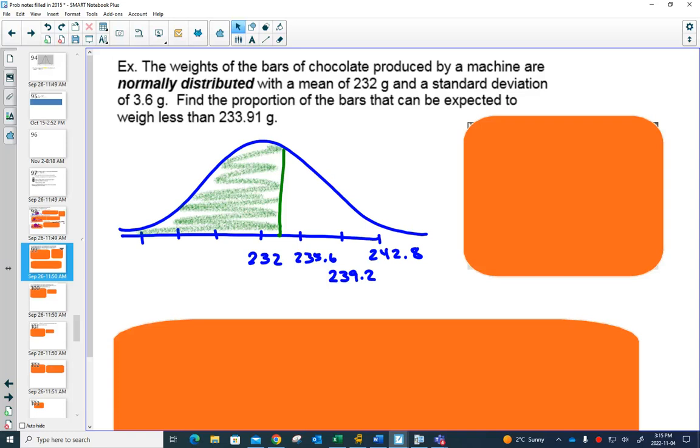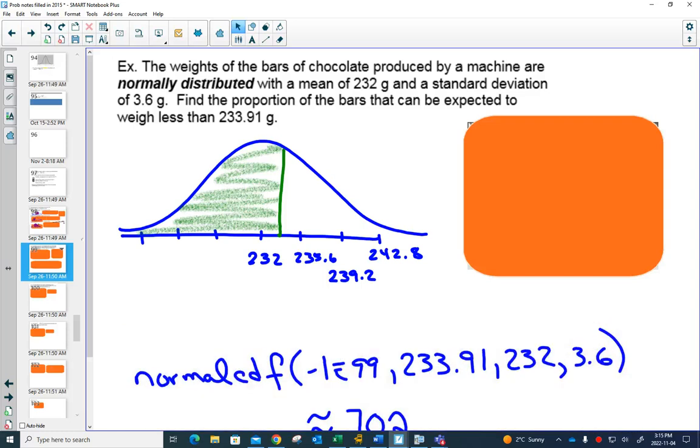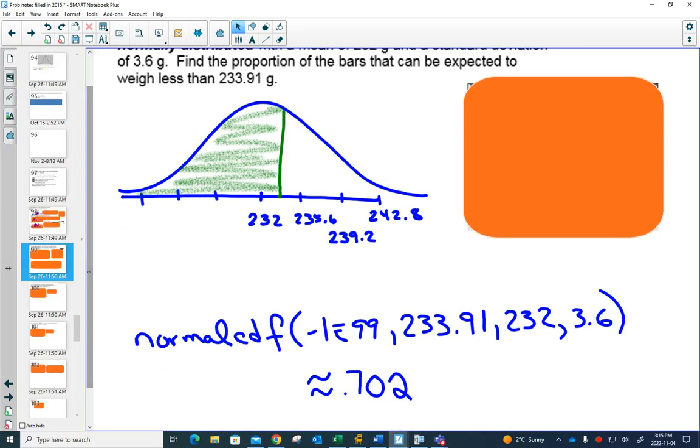But can you see that the percentage should be more than 50%? Because it's more than half. So we can go to our calculator, do our normal CDF, and get the value that would be roughly 70%. So there's a 70% chance that you would get one less than 233.91.